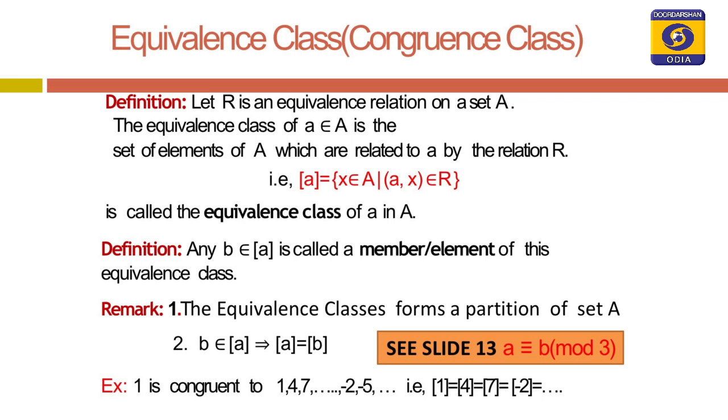Now, there are some examples. You see the set A is equal to {1, 2, 3}. First example: {1} and {2, 3}. This is a partition because the union is set A and the 2 sets are disjoint.